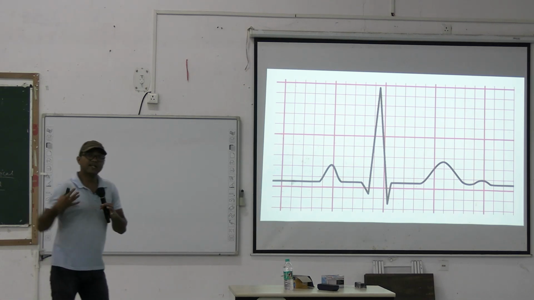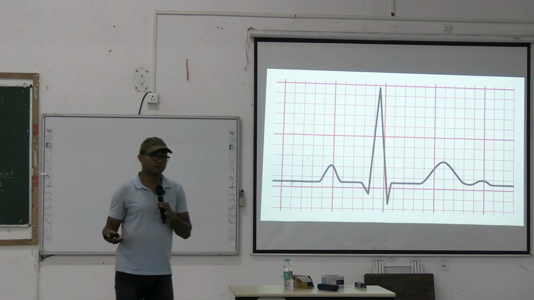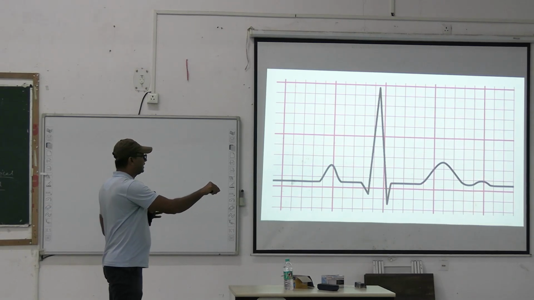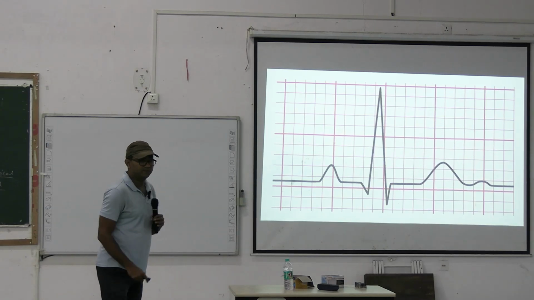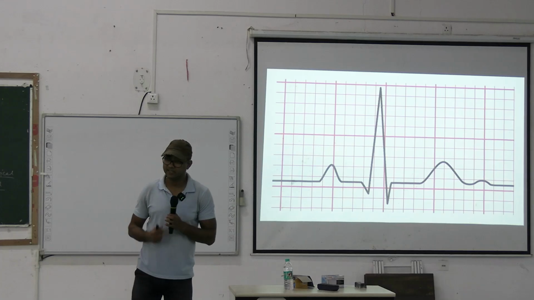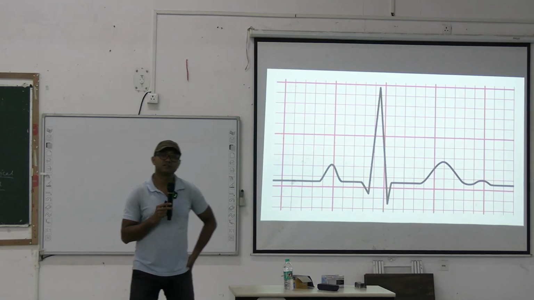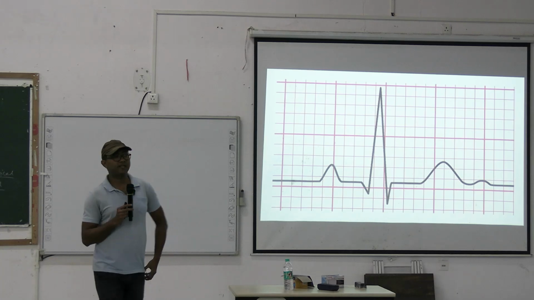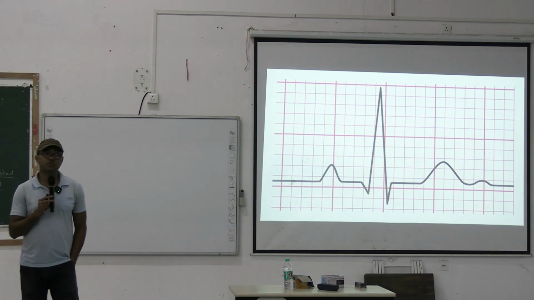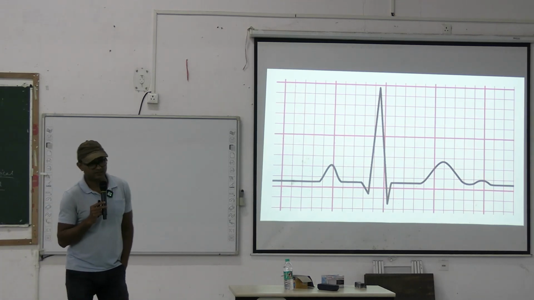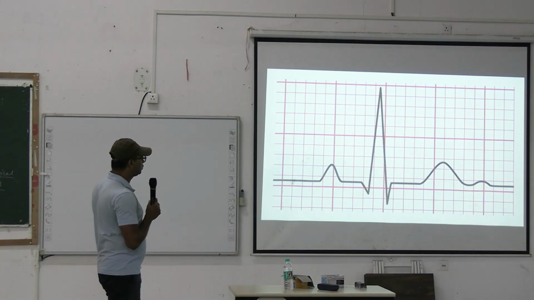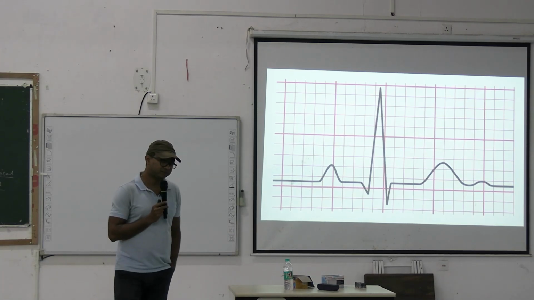Okay, we have another isoelectric line in a normal ECG. Where is it? Okay, after completion of S and the beginning of T, in between we have another isoelectric line. This isoelectric line is called ST segment. Okay, and ST segment should be isoelectric. Do you know why ST segment is isoelectric?